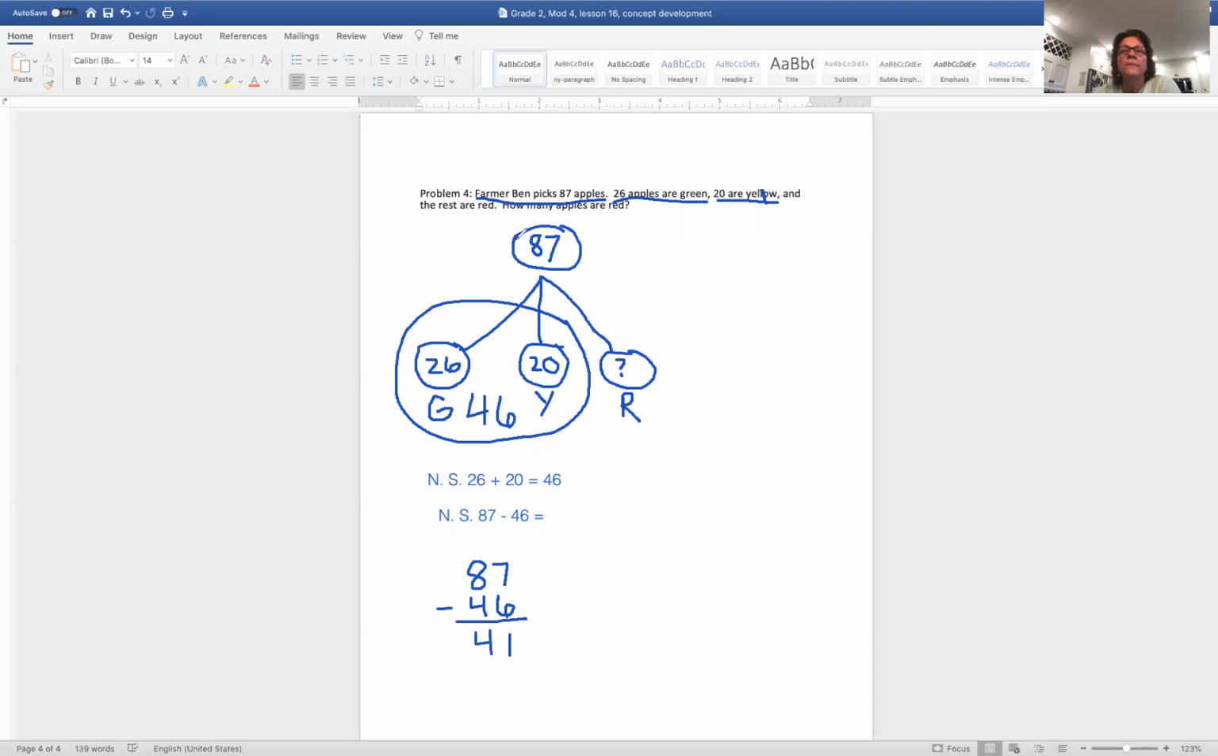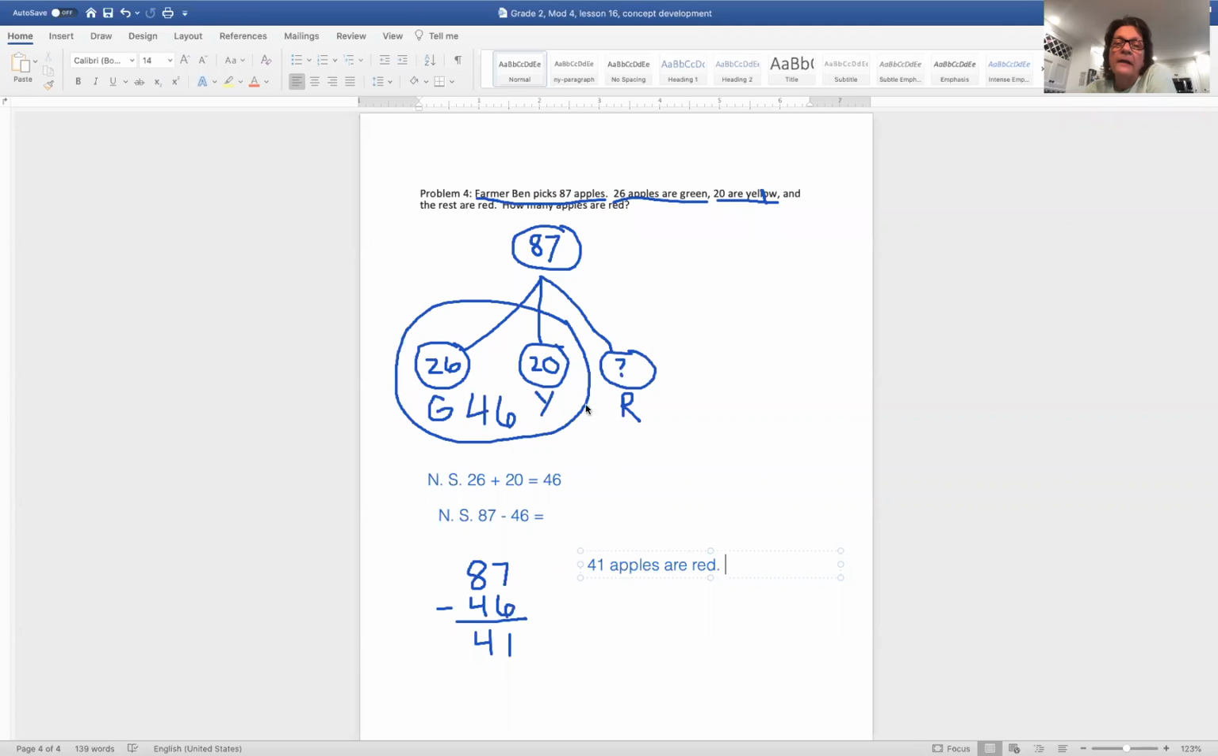All right, now remember, 2-step problems normally involve 2 number sentences. So you can see our 2 number sentences we used here. The first one added the green and the yellow apples together. The second one took the total and subtracted the green and yellow to get the red. All right, last but not least, we need our target sentence. So our target sentence is, how many apples are red? We're going to say 41 apples are red.